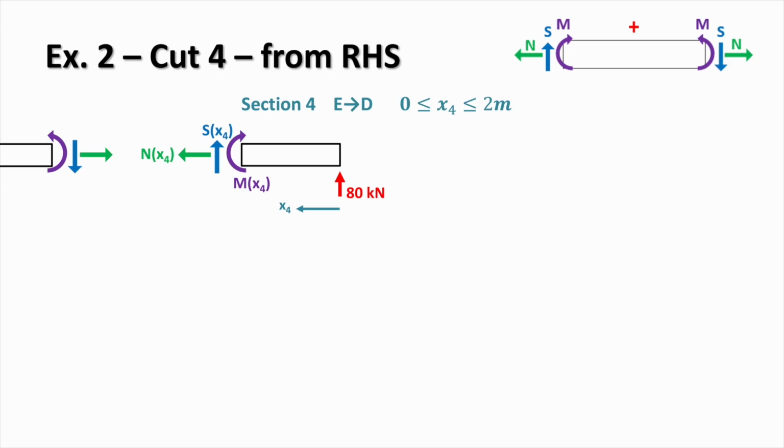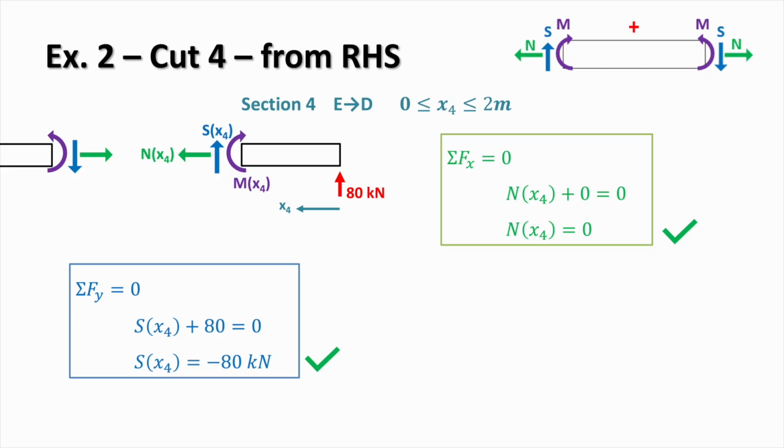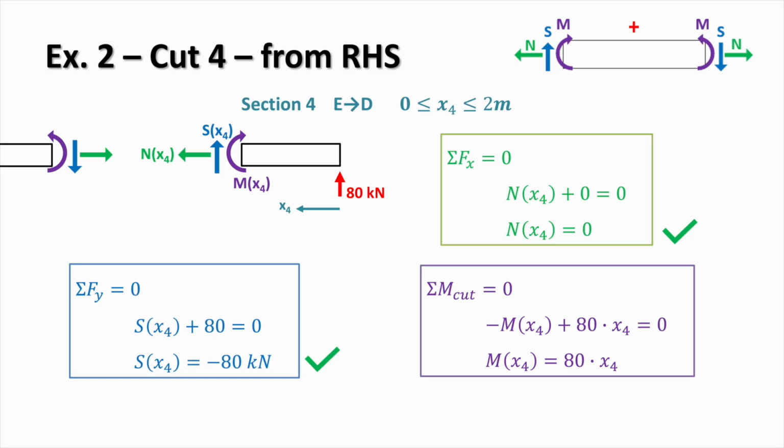We'll take it from E to D, so we'll use the right-hand side cut, just because it's going to be much simpler. In this case, X4 starts from the support and is therefore measured from point E. At this cut, we once again introduce the internal forces and apply equations of equilibrium. So, sum of forces in X gives us that the axial force is 0. From vertical equilibrium, we obtain that the shear force is minus 80. And taking moments around the cut gives us that the moment Mx4 equals 80 times x4.